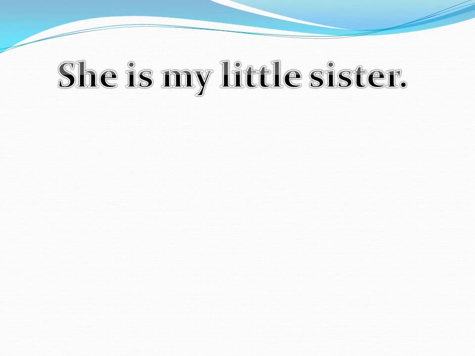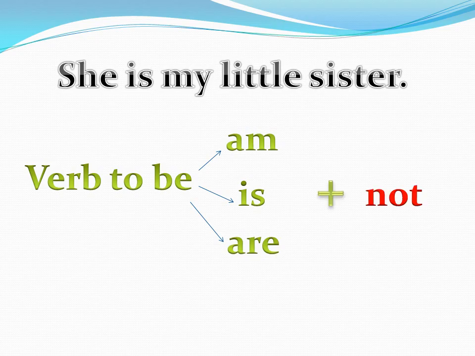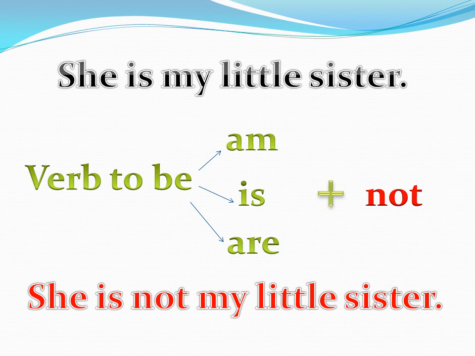She is my little sister. Here I want you to put not. But pay attention: if we have the verb to be in the sentence, if we have am or is or are, we add only not. So the sentence will be: she is not my little sister, because is can carry not. So in the case of verb to be, am or is or are, it will be am not, isn't or aren't.